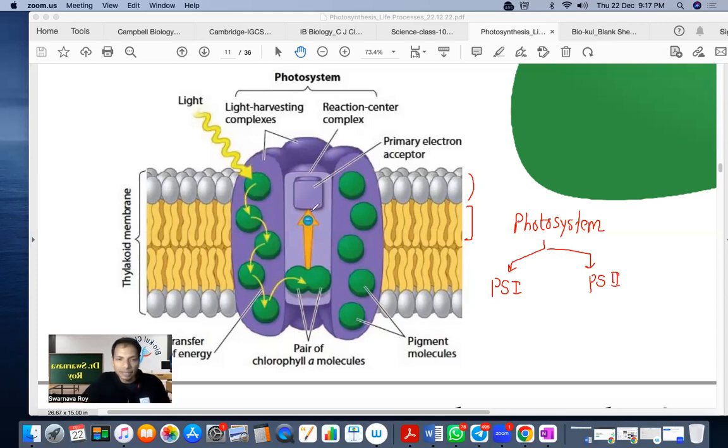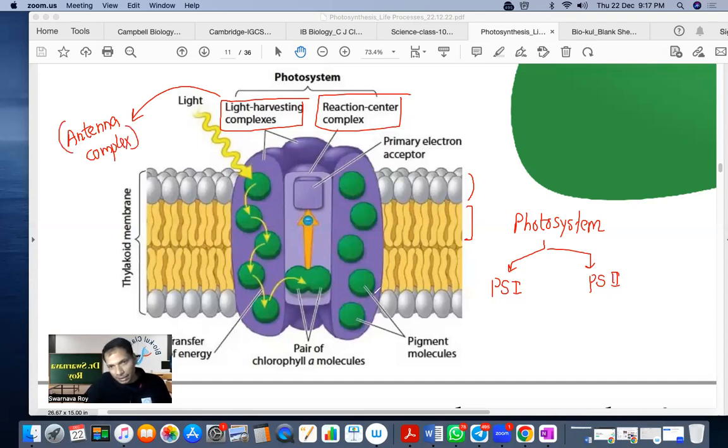If we study this photosystem, we see it has this outside area which is called the light harvesting complex, and it has this inside area which is called the reaction center complex. So the photosystem has two parts, the outside light harvesting complex, also sometimes called the antenna complex. And the antenna complex is filled with different kinds of pigments.